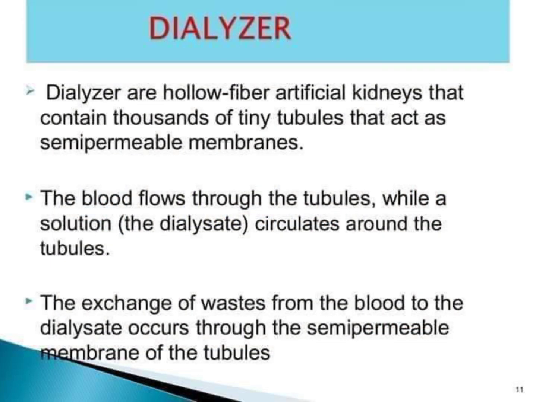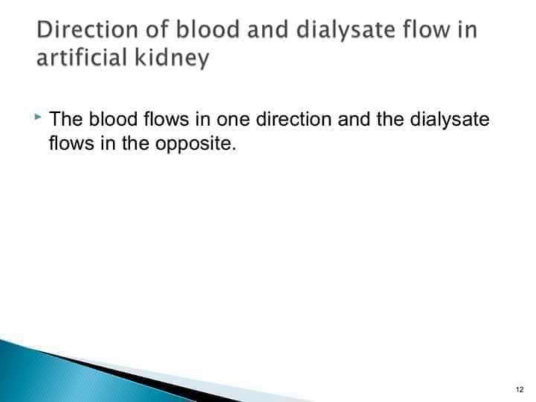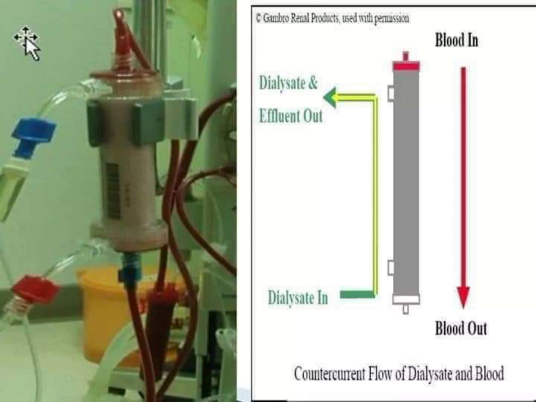Dialyzers are hollow fiber artificial kidneys that contain thousands of tiny tubules that act as semi-permeable membranes. The blood flows through the tubules while a solution, the dialysate, circulates around the tubules. The exchange of waste from the blood to the dialysate occurs through the semi-permeable membrane of the tubule. Direction of blood and dialysate flow in the artificial kidney: the blood flows in one direction and the dialysate flows in the opposite. In this picture you can see the countercurrent flow of dialysate and blood.